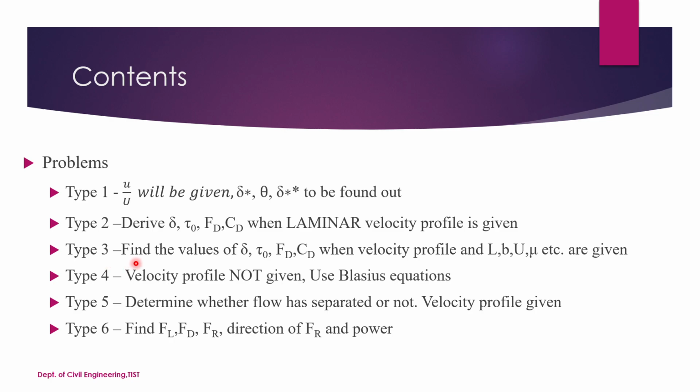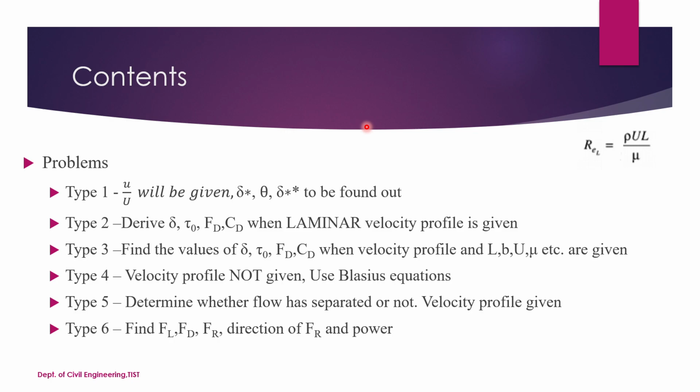Then in type 3, we need to find the numeric values of delta, tau naught, FD, CD, etc., when the velocity profile and the values of L, B, U, mu, etc. are given. So in type 3, you have to find out the numeric values, and in type 2, you have to derive an expression for these terms. Type 3 can be done only if you memorize the equations for these terms. These 3 types will be discussed in this video, and the remaining will be discussed in the next video. So we'll first discuss type 1.